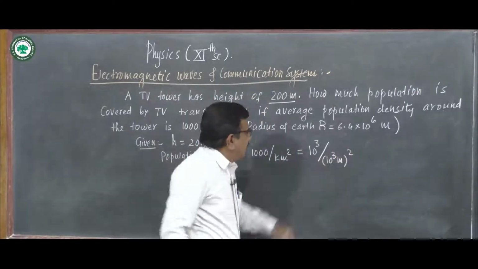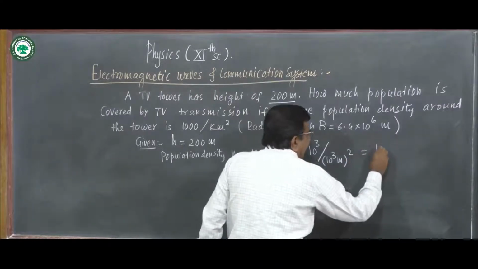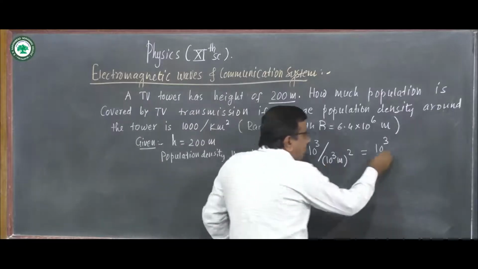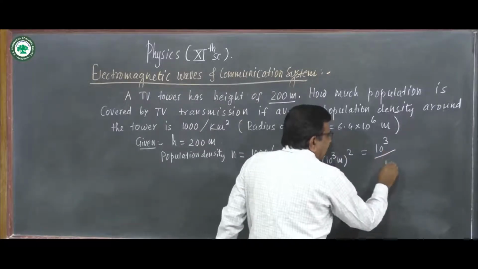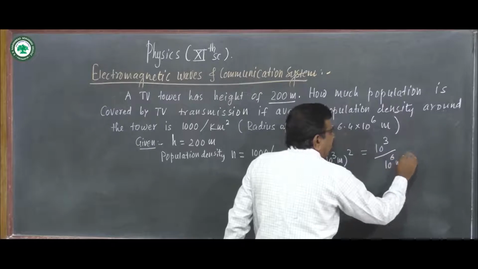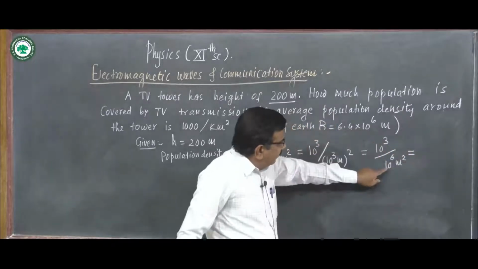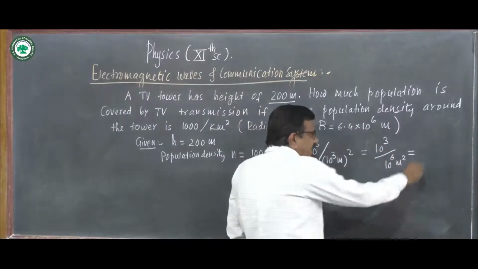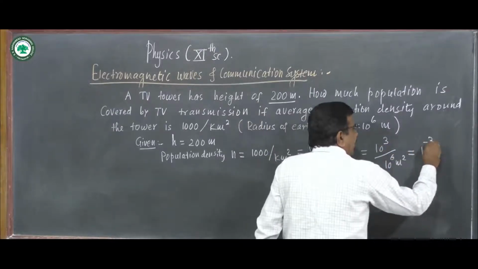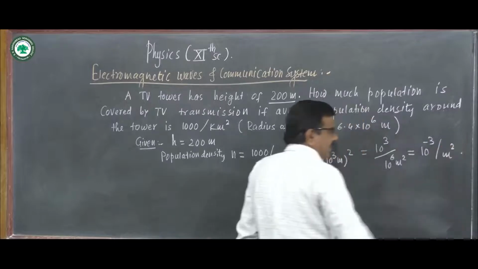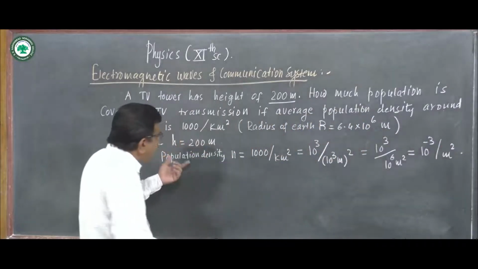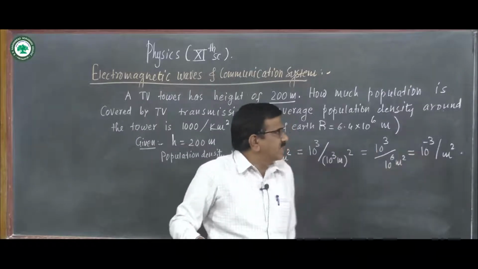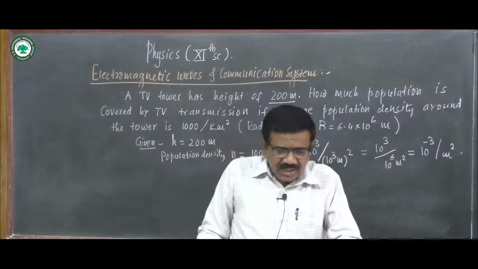And its square. So that is 10 raised to 3. 10 raised to 3 means this 1000, divided by 10 raised to 6 meter square, or it is 3, when shifted to numerator it becomes minus 3 minus 6, 10 raised to minus 3 per meter square. Firstly we convert that population density per kilometer square to population density per meter square, that is 10 raised to minus 3 per meter square.